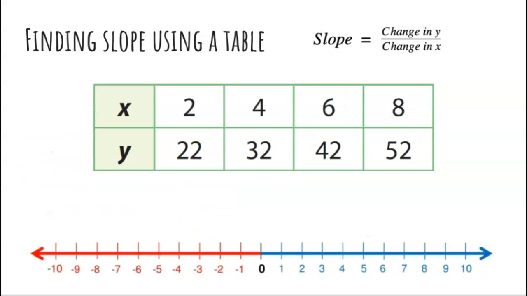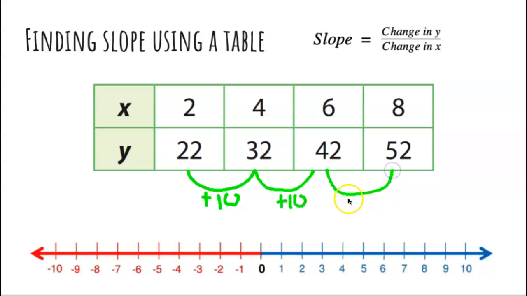Okay, let's look at another example. This table looks a little different because it's just going side to side instead of up and down. It's the exact same process. First I'm going to find my change in y. How do I get from 22 to 32? And if you don't have a number line big enough, you can always subtract them. So 32 minus 22 is 10. So to get from 22 to 32, it's plus 10. 32 to 42 is plus 10. And 42 to 52 is plus 10.